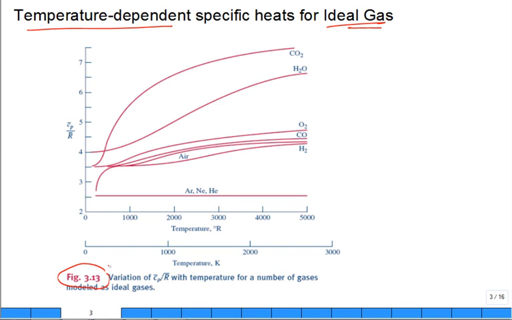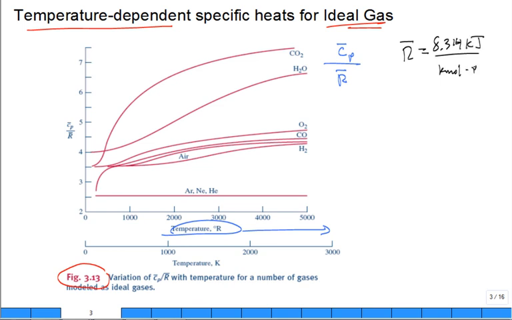All right, so now what's on the x-axis? Temperature. What's on the y-axis? Well, it's kind of funny. It's C_P bar divided by R bar. Now, I understand R bar. The name of that one is the universal gas constant. I remember its value in SI units, 8.314 kilojoules per kilomole Kelvin. We use that a lot.